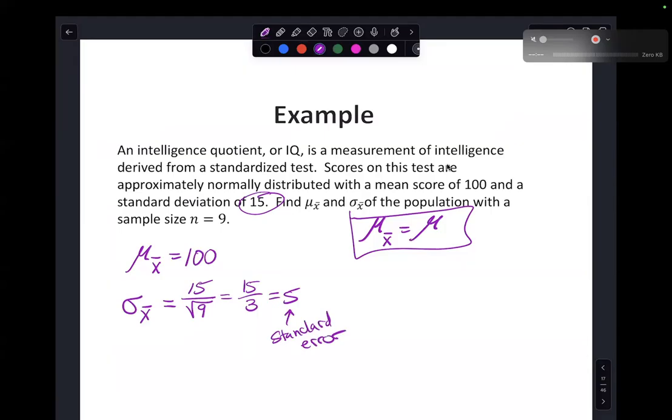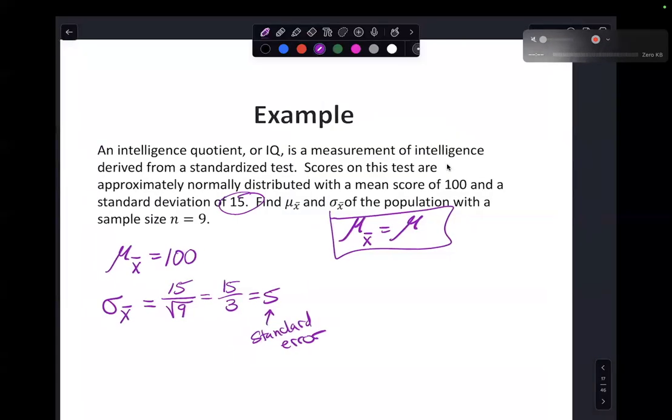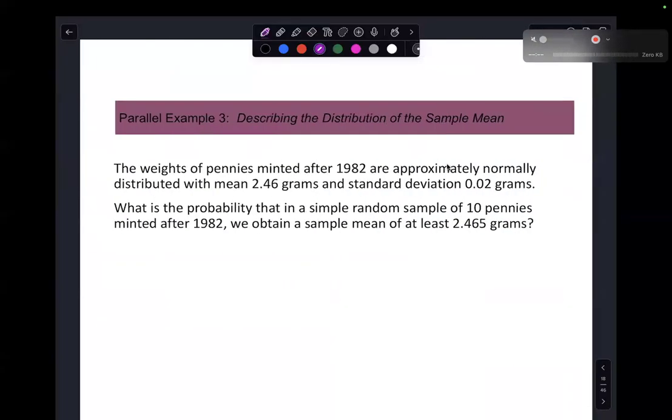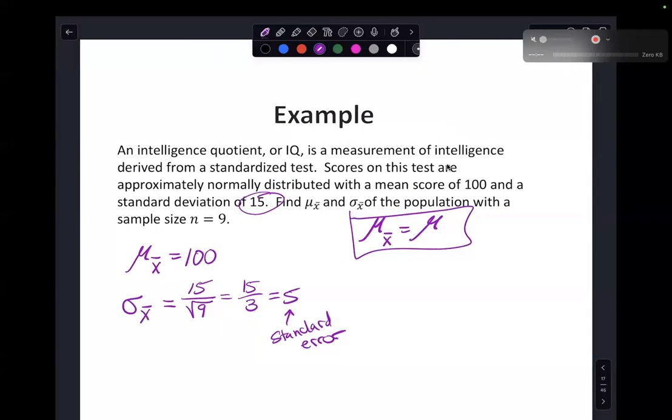It's a standard error, or we also call it the new standard deviation. And that's all we're looking for. I think the next page has it all typed out. Nope, it doesn't. Questions so far? We good? All right.